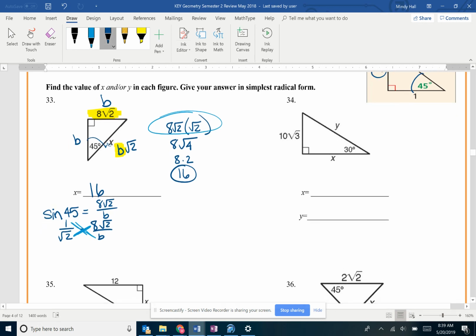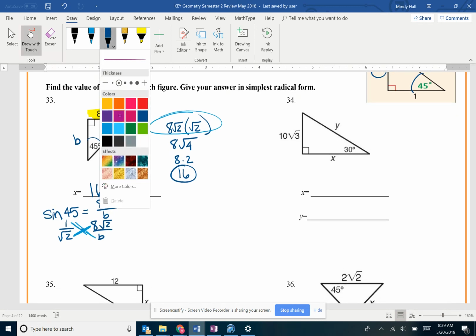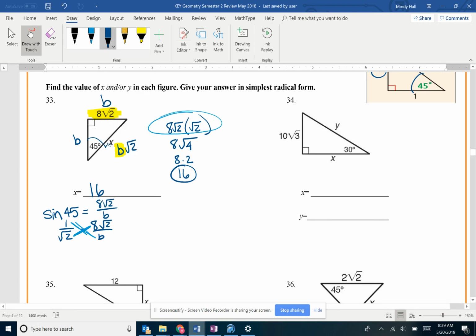So for 34, we're going to change the colors. This is a 30-60 triangle. So with these, because they use x and y again, I'm just going to use b because it's mildly easier. But my short leg is always what everything is based off of. So my short leg, let's say, is b. My hypotenuse is double that, so it'd be 2b. And then my long leg is the short leg times the square root of 3. Again, these rules are on your formula sheet. Look at them. Make sure you're familiar with them if you're going to use this method.